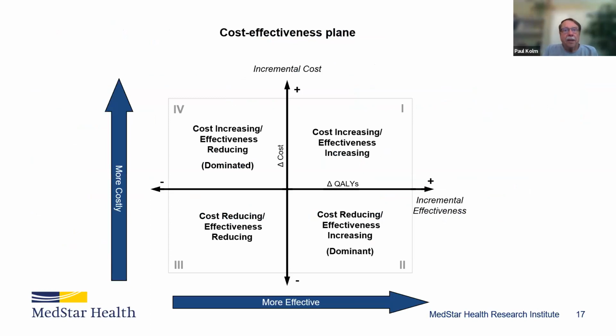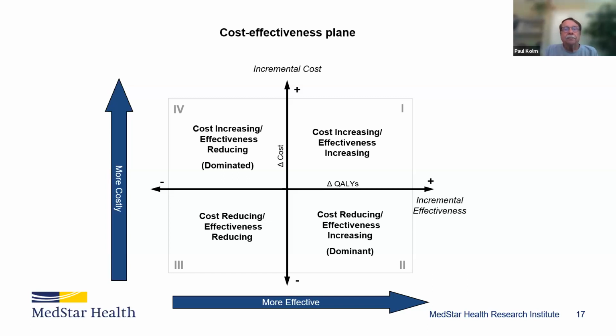And so the cost effectiveness plot here, on the horizontal axis, we have the effectiveness, and so going from left to right, the treatment of interest is more effective. On the vertical axis, we have the cost, and so going from bottom to top of the plot, it becomes more costly.